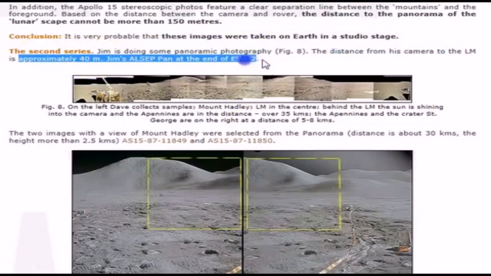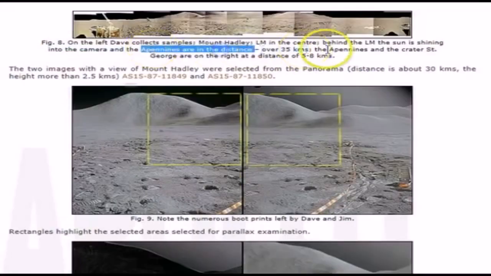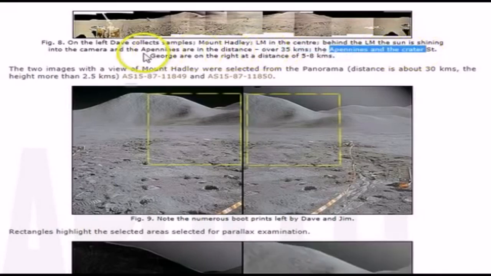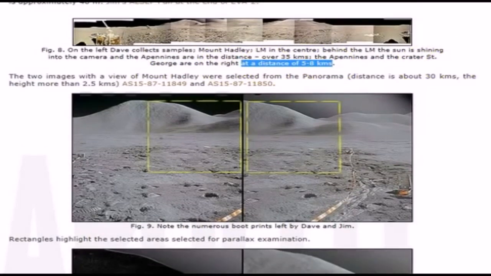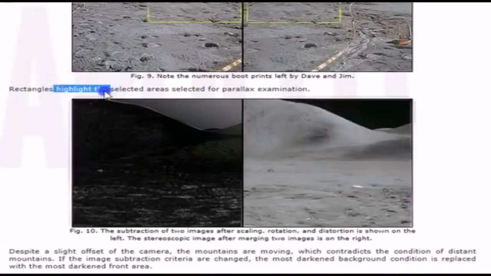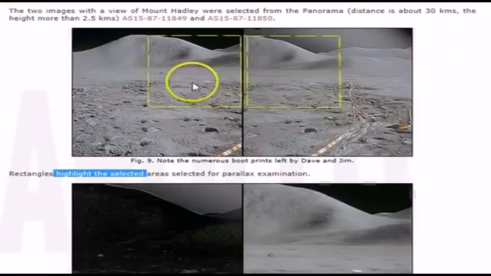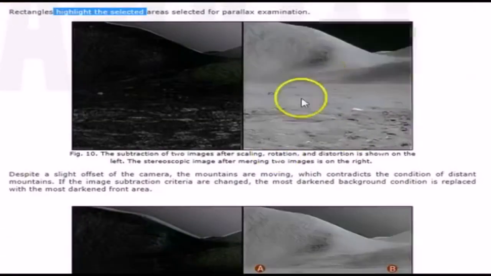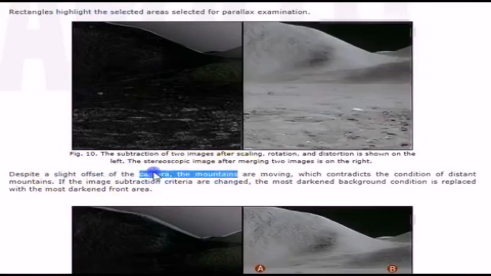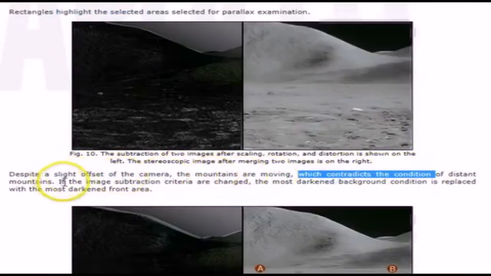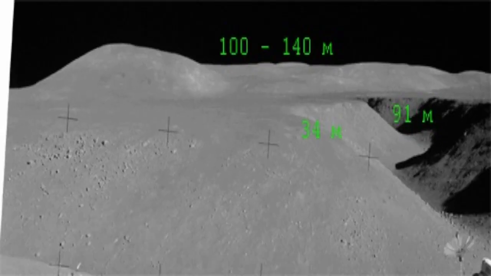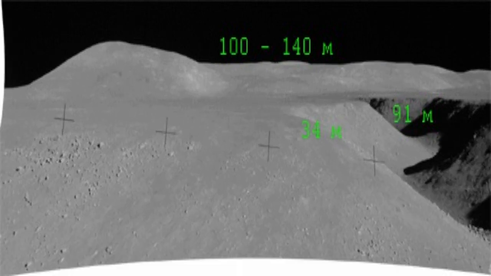On the left, Dave collects samples. Mount Hadley is in the distance. The Apennines are in the distance, over 35 kilometers. The Apennines and the crater St. George are on the right at a distance of 5 to 8 kilometers. We can see here rectangles highlighting the areas selected for parallax examination. And you see the movement here. Despite a slight offset of the camera, the mountains are moving, which contradicts the condition of distant mountains. And we see here the subtraction of the front parts of the two images on the left.